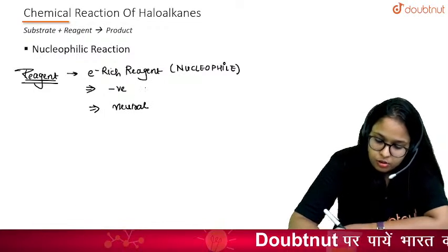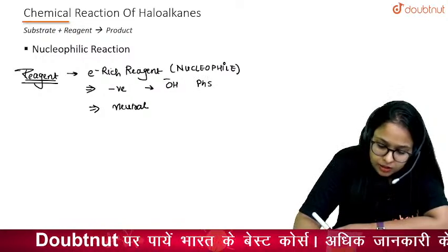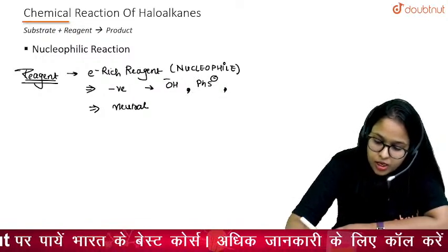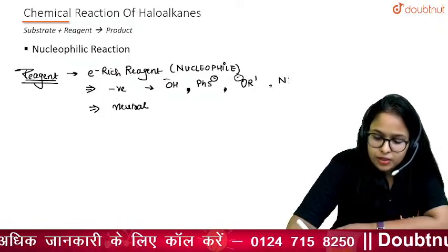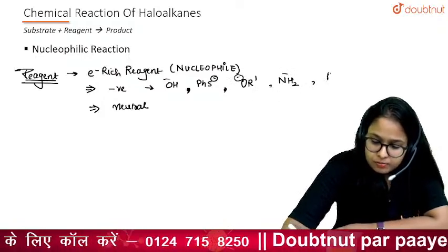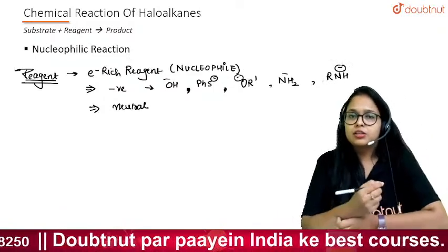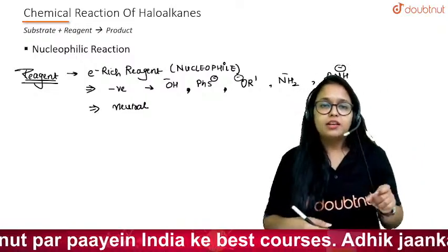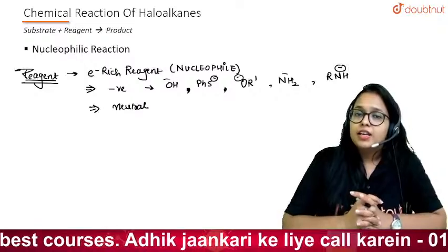If I talk about negative nucleophiles, we have OH minus, phenyl S minus. We also have R' O minus, NH2 minus, RNH minus. They are your negatively charged nucleophiles. Negative means they are electron rich.